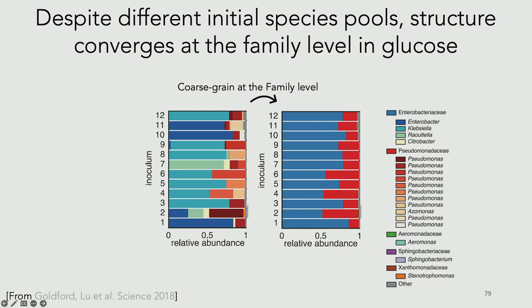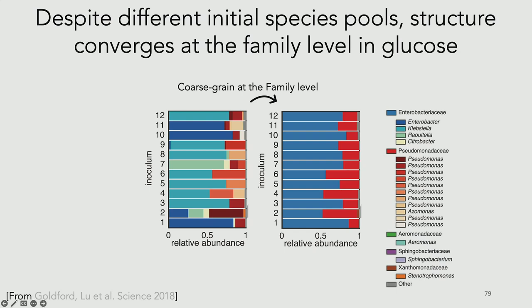So this is, again, data from Alvaro's paper that shows that when you look at communities at the ASV level, so these single nucleotide differences, you might think, oh, it's a mess. But then when you look at the family level, actually you see a higher level of consistency across communities. And so we ask, okay, what's the level of consistency going from single resources to 16 resources?